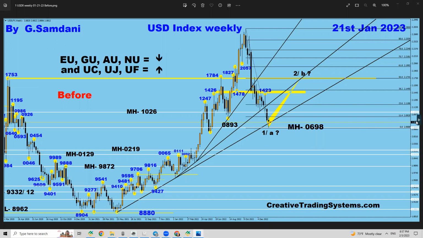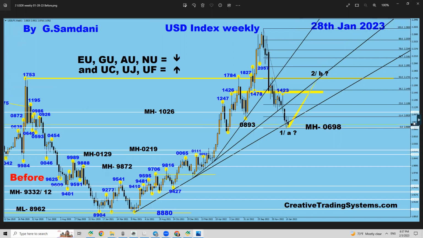Then I made another chart on the 28th. After a week, I found that the price is still messing around in the same area, right? So I said, okay, it's not going down and it should not go down, and then it might go up, and whenever it starts to go up, this will happen.